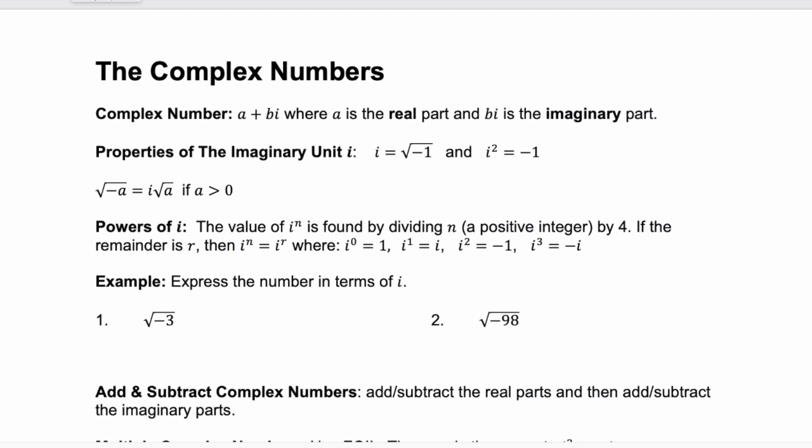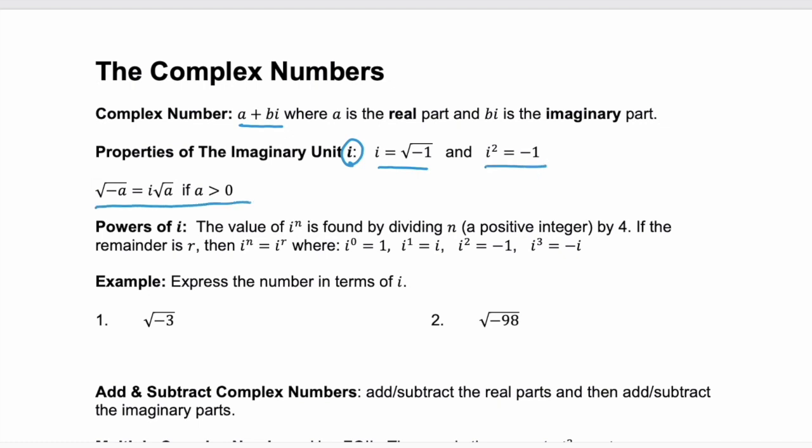Remember that complex numbers are numbers in the form a plus bi, where a is the real number part and bi is the imaginary part. Remember that this letter i, the lowercase i, represents the imaginary unit, and it's equal to the square root of -1, or if you square i, you get -1.